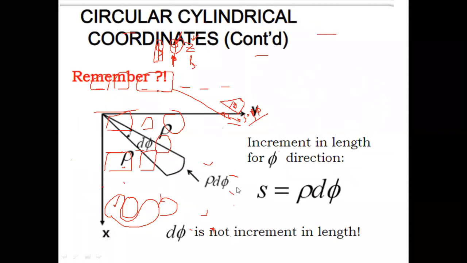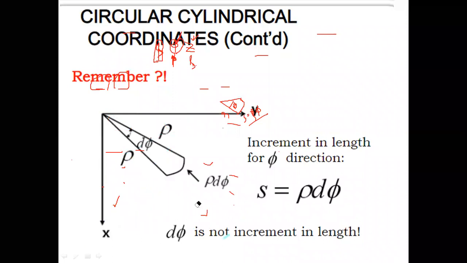Now, this is the demonstration of this chord line. This is a rho, this is d phi. So this length will be equal to S equals r theta, S equals rho d phi. Okay.